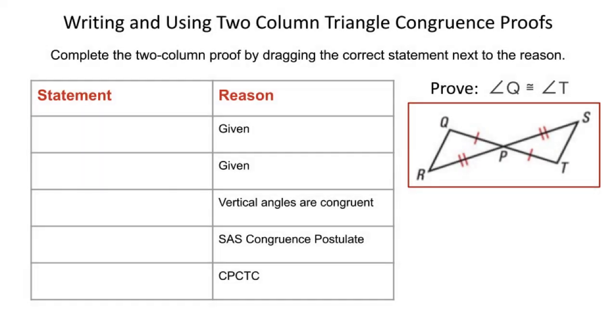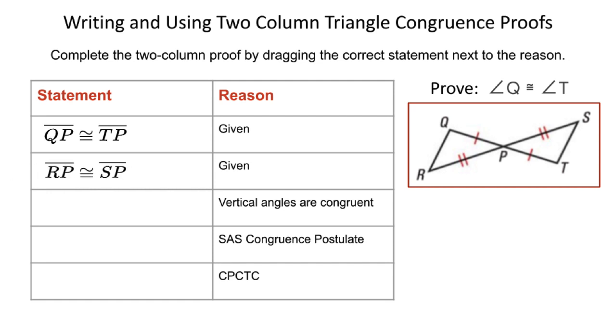We'll move on to a second example. This time, our two triangles are given in the diagram. They don't share a side, but they touch at an angle. And where they touch, it looks like there's a pair of vertical angles. I have to prove that angle Q is congruent to angle T. So we always start with the given: QP is congruent to TP. Another piece of given information: side RP is congruent to side SP.